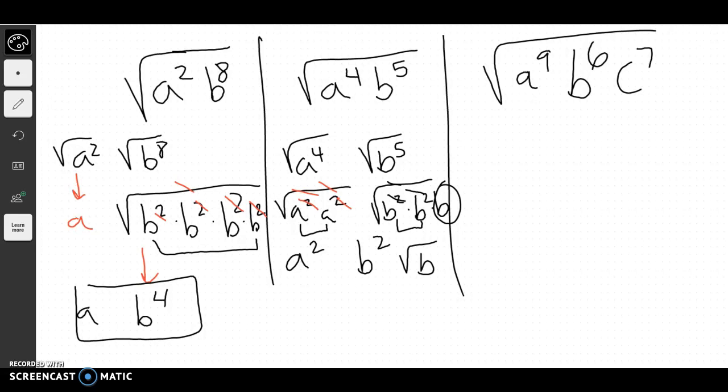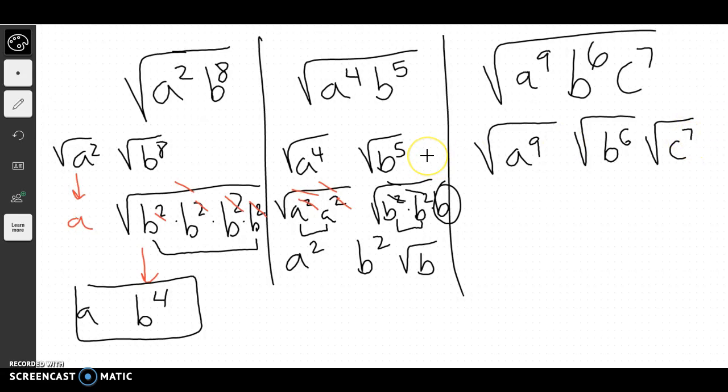Last one here, and we're going to see if we can do this one without writing everything out because there's so many terms. When I look at this, I go, okay, how many a squareds would make up 9? Well, there would be 4 sets of a squared and 1 a left over. So really, what this would look like is a to the 8th and a.